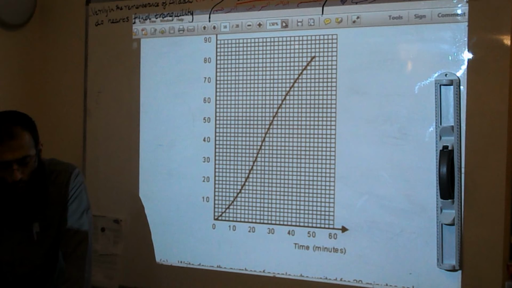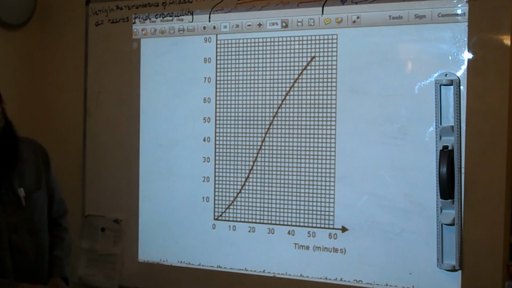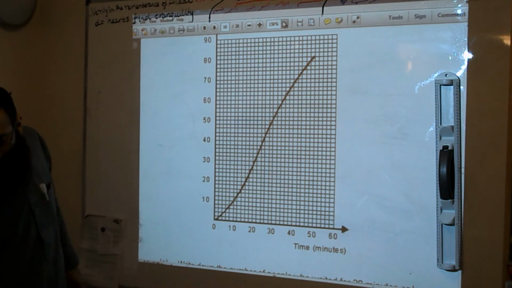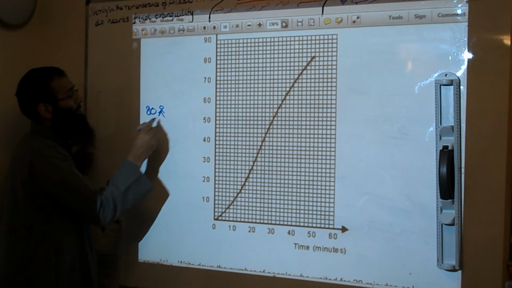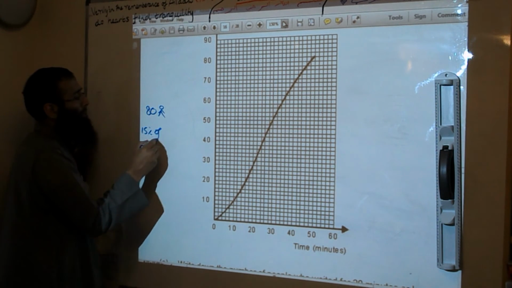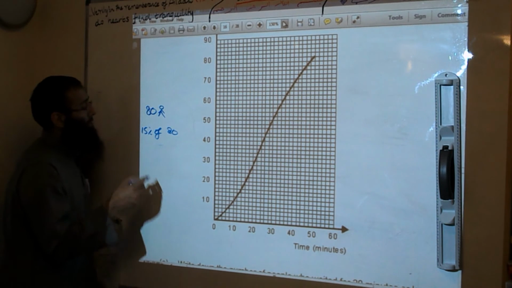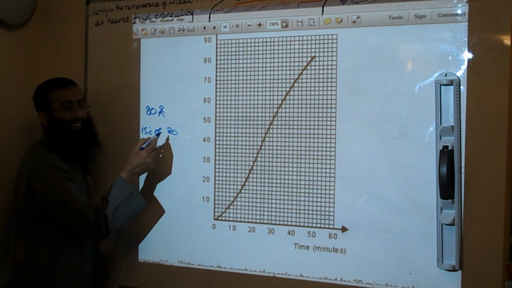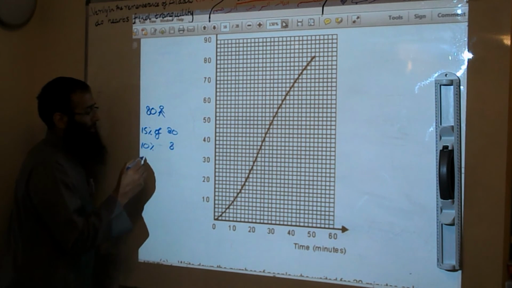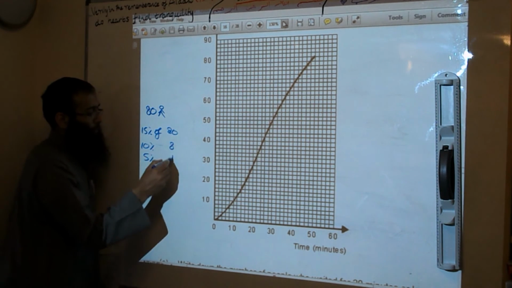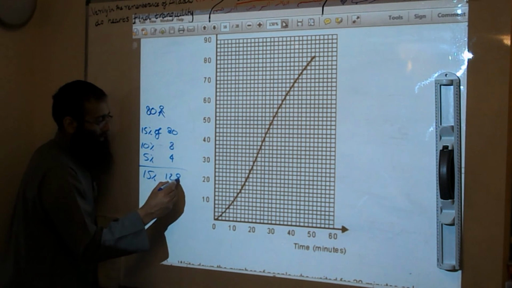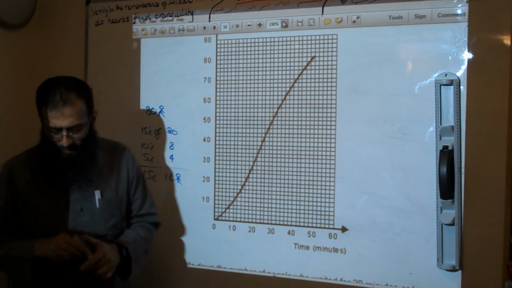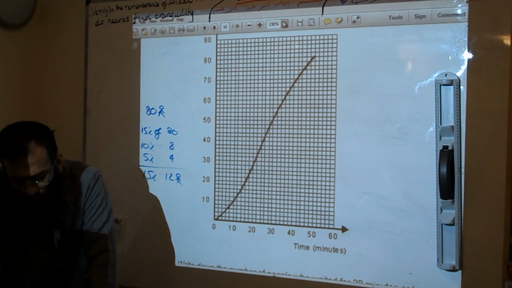The hospital's target is that no more than 15% of people are kept waiting for 40 minutes or more. 15% of people. How many people did we have coming to the hospital that day? 80 people altogether. So we're going to work out 15% of 80 first of all. We work out 10% first: 10% of 80 is 1/10, which gives us 8. 5% is half of 10%, which is 4. So 15% is 12.